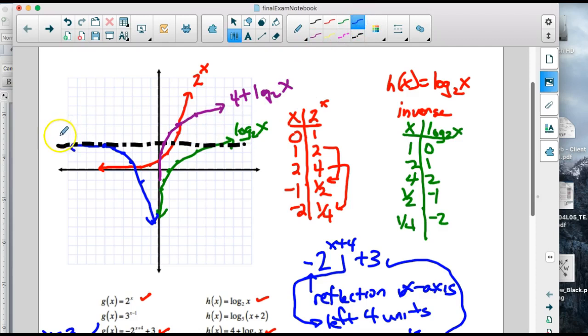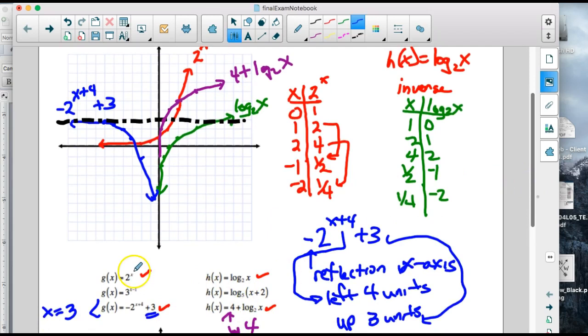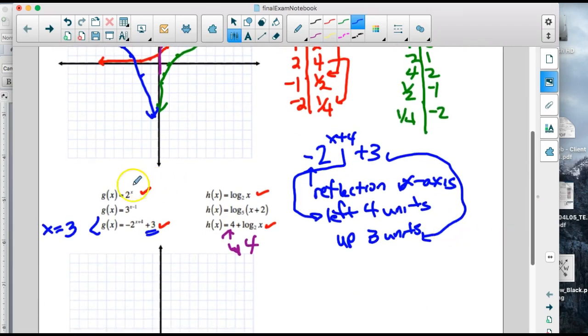And remember, this one was the -2 to the x plus 4 plus 3. So we always start with these two functions. I always start with 2 to the x, or the basic graph. Even if I don't have that, and if I was graphing log, I would start with 2 to the x and then do the inverse. If I wanted to graph this function, I would start with 2 to the x, graph the inverse, and then move it up 4. Since I don't have a calculator, I always start with the base function of an exponential because it's easier to work with.